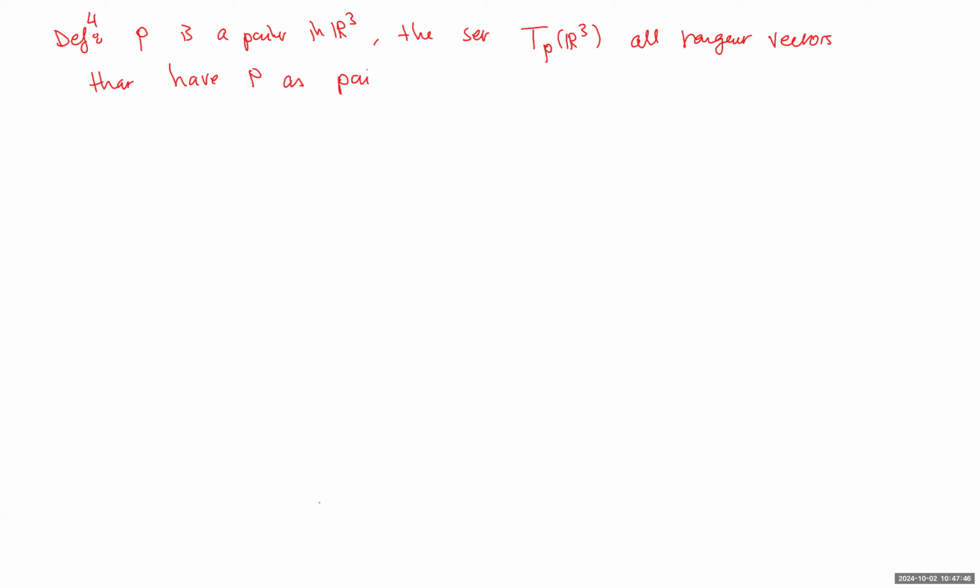So P is a point in R3. The set TPR3 is all tangent vectors that have P as point of application.